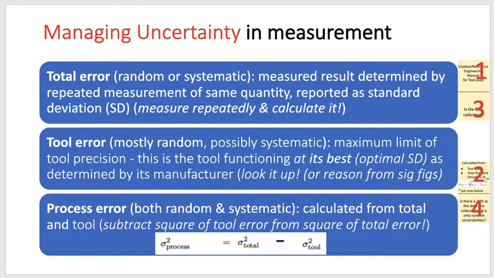Managing uncertainty in measurement, and here you can see I've grabbed a couple of the numbers from that first slide. I'll stop doing that after this slide, but just to show that we're tracking. It takes us into 3 important areas, 3 important terms that are related to one another in an important way. The first is total error. That might be random, might be systematic. Total error is a measured result, and you measure it. This is measured uncertainty in measurement.